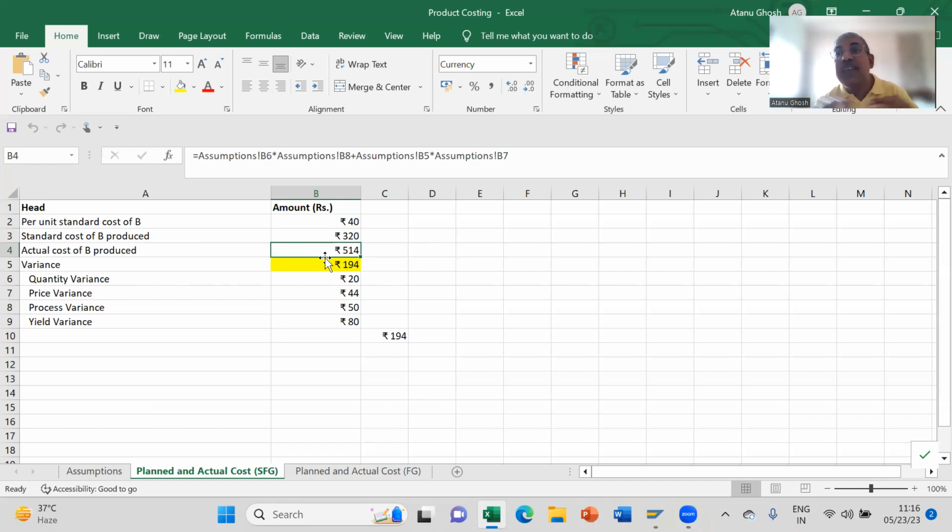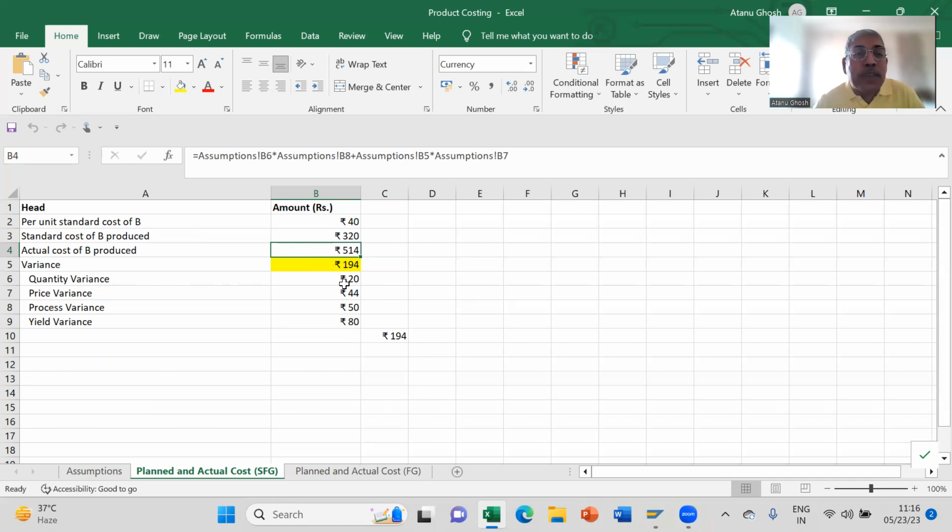This difference is your inefficiency. This is called the variance. Now, one of the important areas of management accounting is to find out from where the variance is coming. Because only when you know the causes of the variance, you will be able to control the variance. So I need to break down the variance.